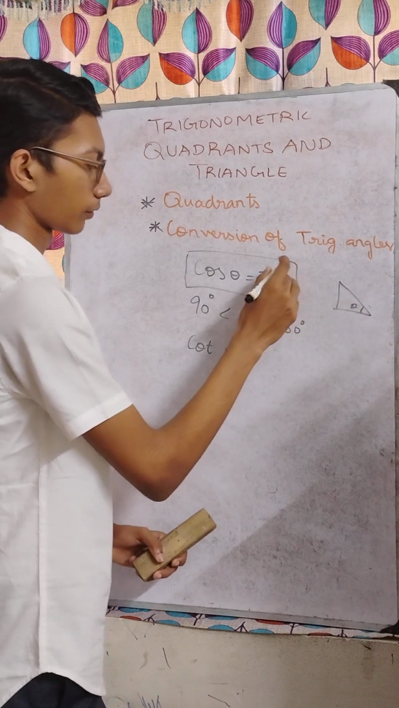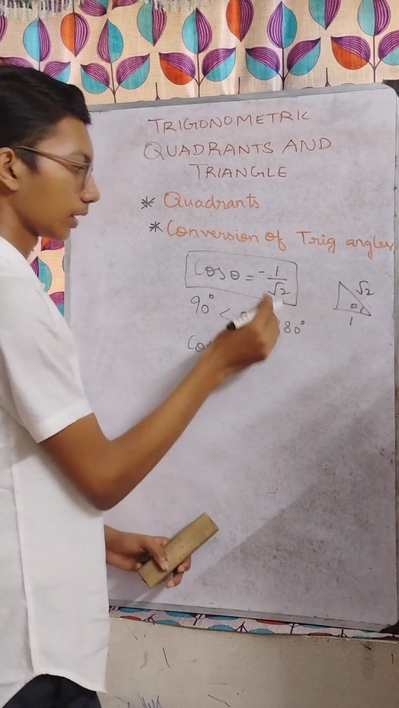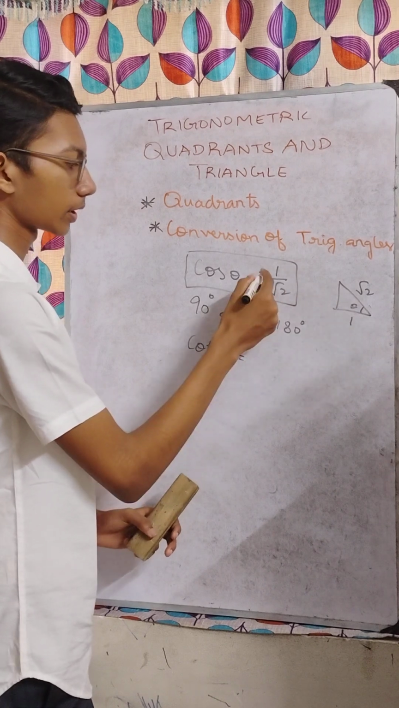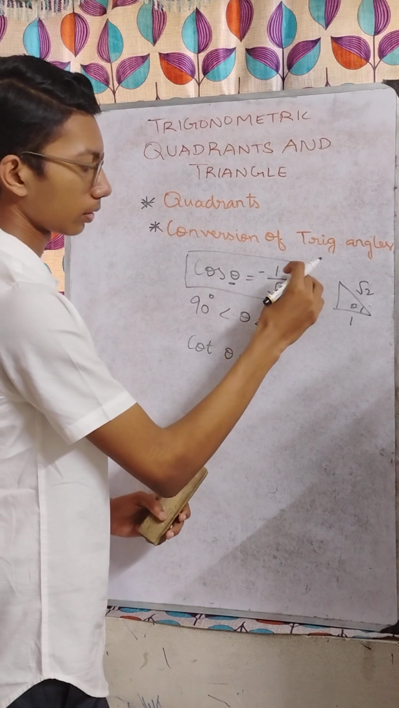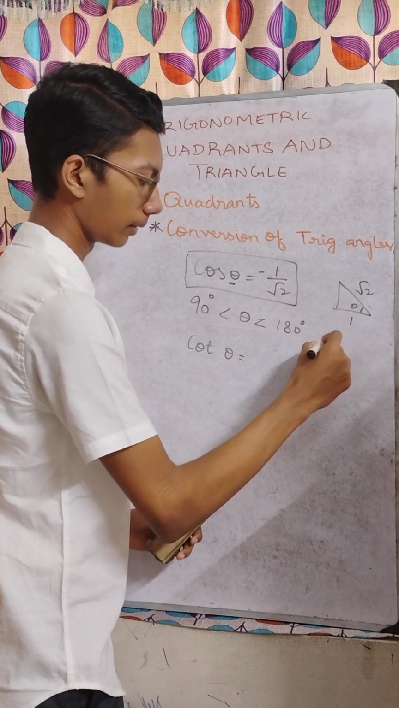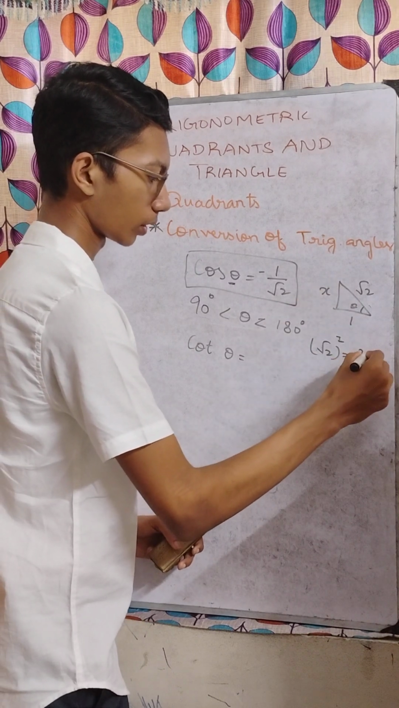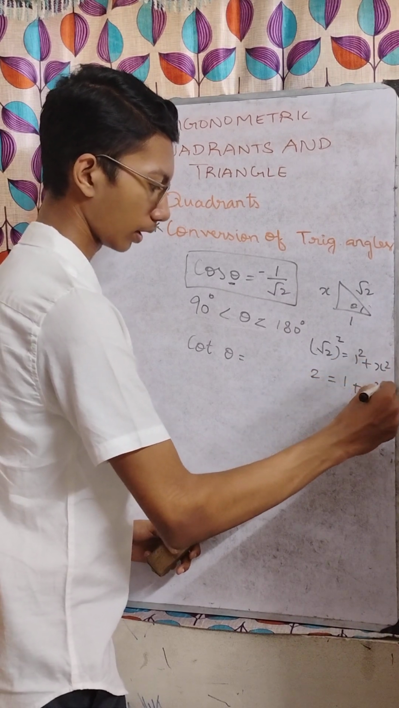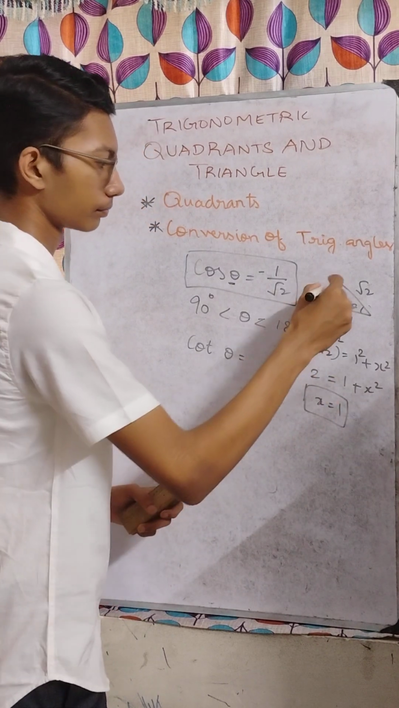So theta, from here it is adjacent by hypotenuse. We need not take this negative sign here because that is because of the value of angle. So we will just take the 1 and root 2 and leave the negative sign. So from this again we use Pythagoras theorem. Root 2 square equals 1 square plus x square, let's take this as x. 2 equals 1 plus x square. x equals 1. So the value of x is 1.